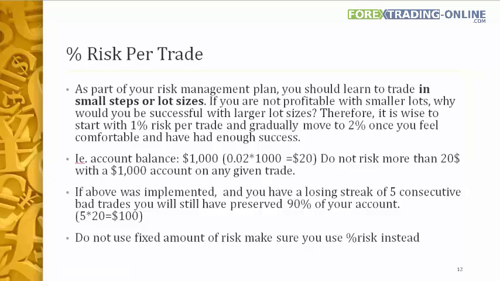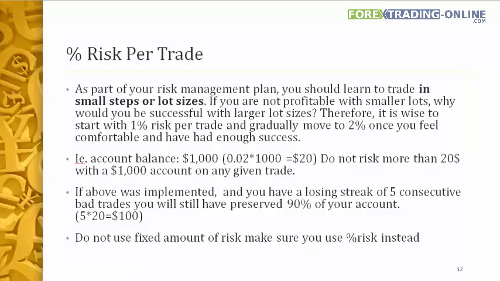Therefore, it is wise to start with 1% risk per trade and gradually move up to 2% once you feel you are comfortable and had enough success. Now, what exactly do I mean by enough success? What I mean by this is you've found a particular trading model that fits your style, your schedule and your risk appetite, and that you had enough success and enough confidence to see common occurring patterns reoccur over and over again in the markets, that you know the probability of the outcome. Once you actually know this, then you can start increasing your risk, gradually up to 2%.